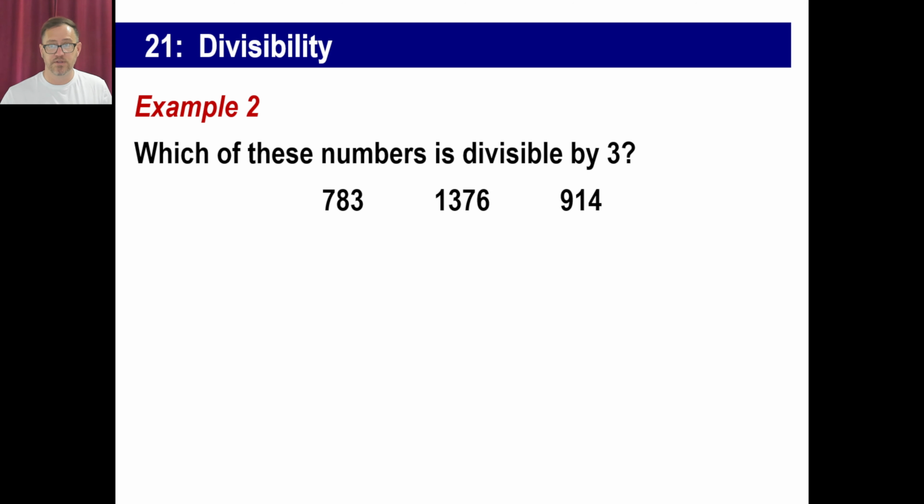All right? Which is divisible by 3? Well, we'll have to add the digits, right? So 7 plus 8 is 15 plus 3 is 18. So this is divisible by 3. In fact, this is also divisible by 9 because it adds up to 18, right? 18 is divisible by 9, so there we go.